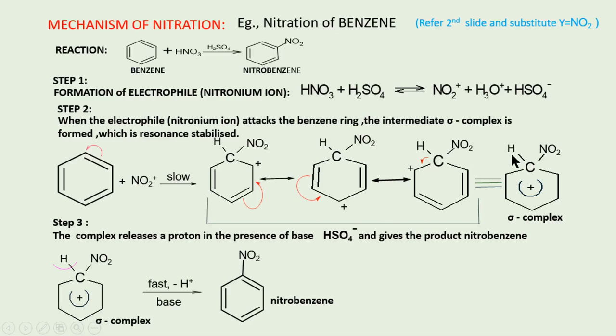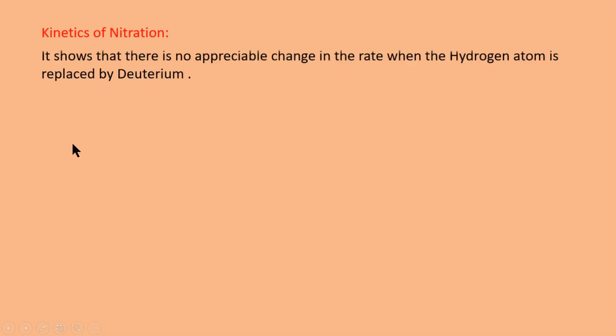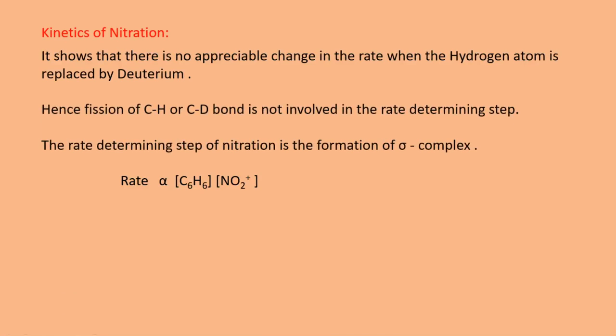That is the first point. Second point, in the sigma complex formation, when hydrogen is substituted by deuterium, the fission of the bond does not take place. That means the bond does not break. So that shows that the rate of the reaction depends on the concentration of benzene as well as the concentration of the electrophile. So the rate determining step is the formation of the sigma complex, that is confirmed.